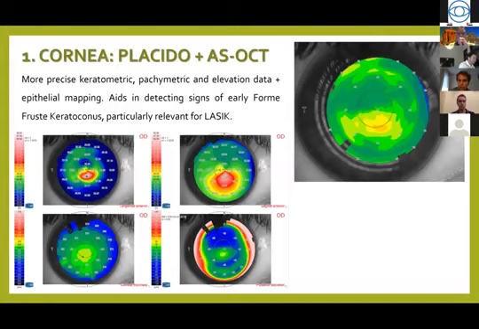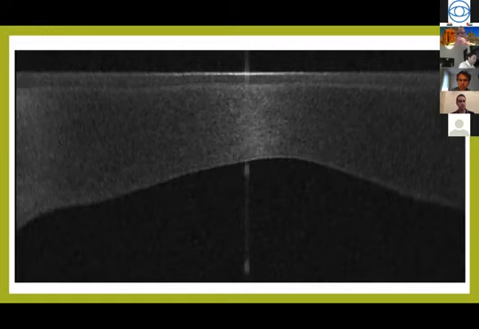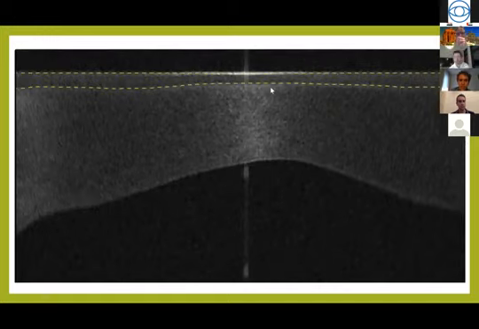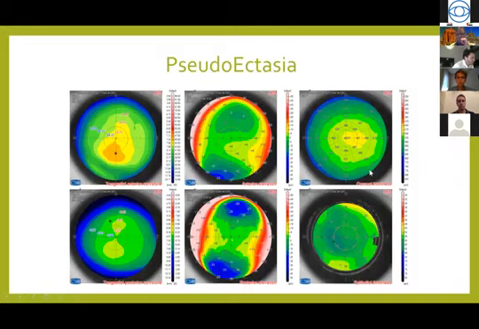But it's not a question of only the map. We can also see it with the anamorphic image. We can see how this is not an invention. We see that it's real, and in the area of the cone we see the posterior elevation. This is the area of the ectasia, and the epithelium becomes thinner underlying the cone and thicker surrounding the cone, giving this donut-shaped image.